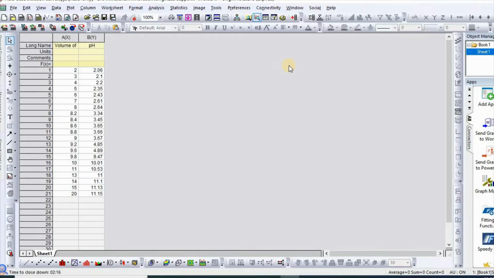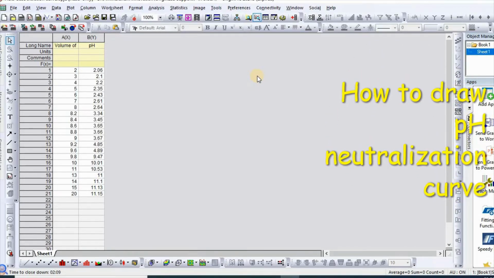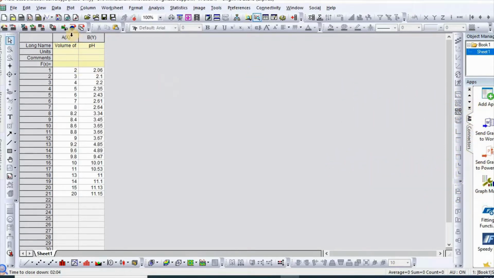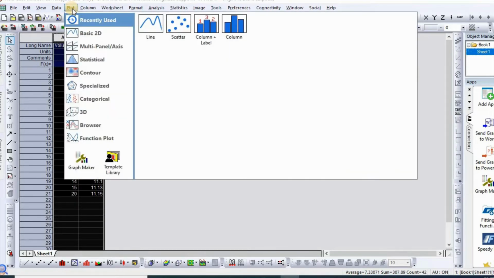In this tutorial, I would like to show you how to plot acid-base neutralization curve or pH neutralization curve in Origin. For this purpose, I have taken data for titration of hydrochloric acid with sodium hydroxide using pH meter. So, select volume of sodium hydroxide solution and pH, then go to plot, then go to scatter.